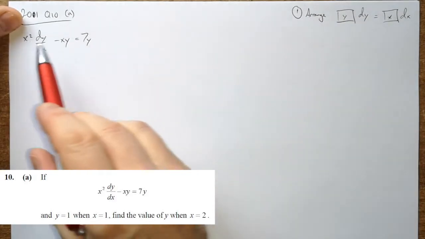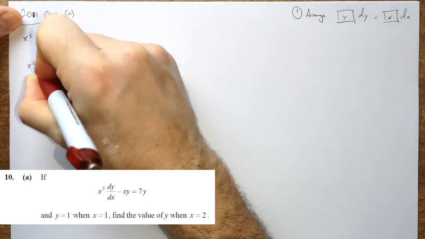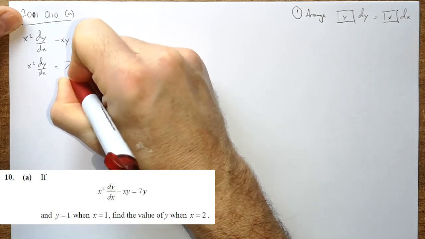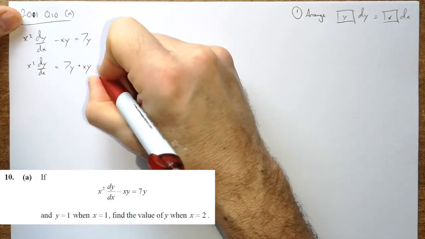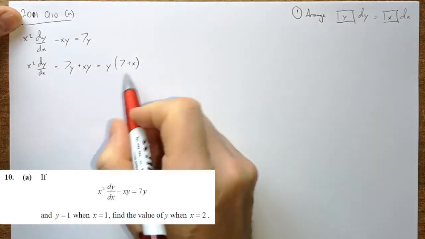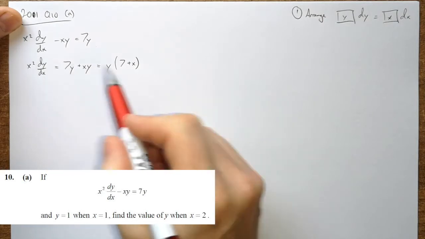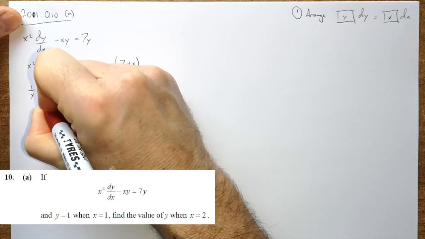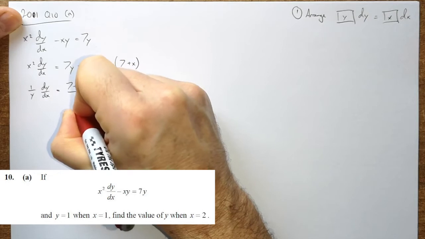We'll start with just trying to get all these terms over on this side, all the y terms on one side. So we end up with x squared dy dx equals 7y plus xy. Okay, that's not so bad. And that, of course, equals y factor of 7 plus x. So now we can begin to split these things out. We'll move this y across here and the x squared over here. So I end up with 1 over y dy dx equals 7 plus x over x squared.